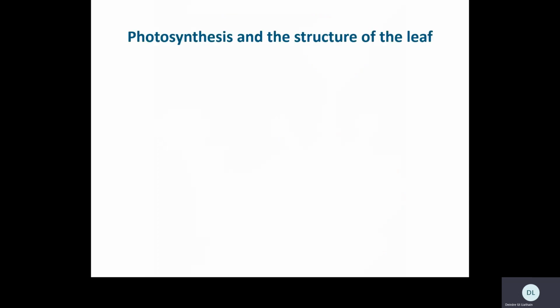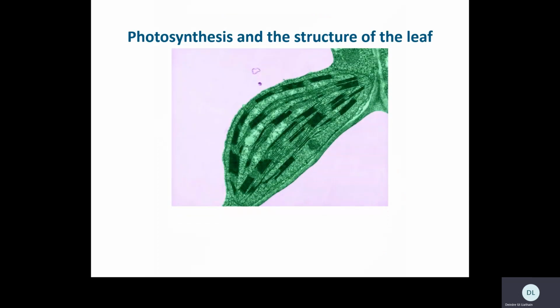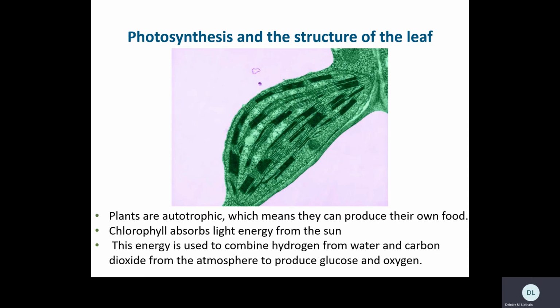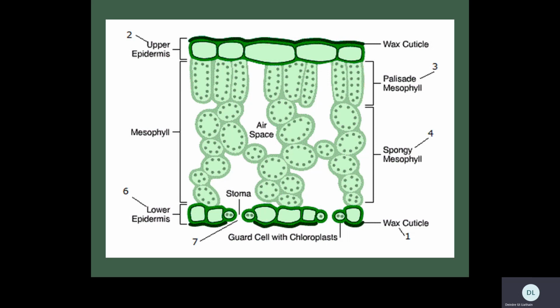Okay, so how does this actually happen? Well, it all happens in the leaf, as I said earlier, and there's a little picture of the ultrastructure of the leaf. So just again to recap on the overview, plants are autotrophic, that means they can make their own food. They have chlorophyll in them, which is a green pigment. That's what makes leaves look green. And that chlorophyll absorbs light energy from the sun. That energy then is used to combine hydrogen from the water with carbon dioxide from the atmosphere, and that makes glucose and oxygen.